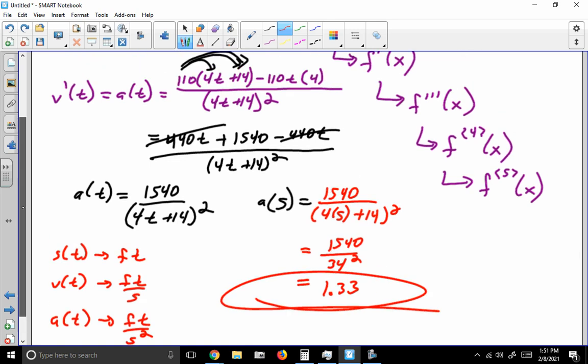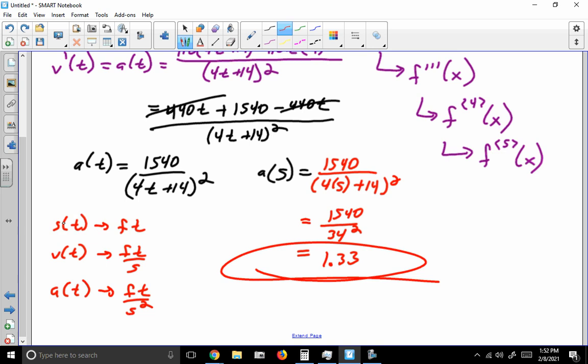But the main idea here is that if we know position, the derivative of that tells us how position is changing. A change in position over time is velocity. If we take the derivative of velocity, that's a second derivative. The way velocity is changing, a change in velocity, is known as acceleration. So the derivative of velocity gives us acceleration.